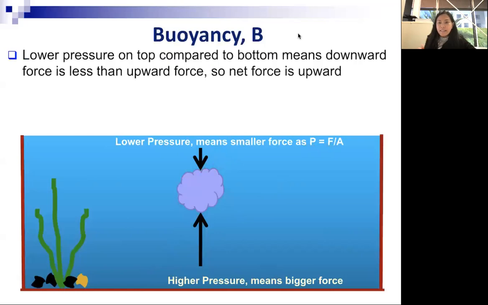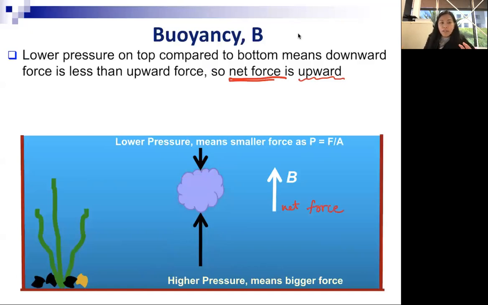Right? So if we look at the net force along the vertical, you have a smaller force that's downwards, a bigger force that's upwards. What's the direction of the net force in this case? It will be upwards, right? Because the smaller downward force is counteracted by a bigger upward force. You have this net force that is directed upwards.